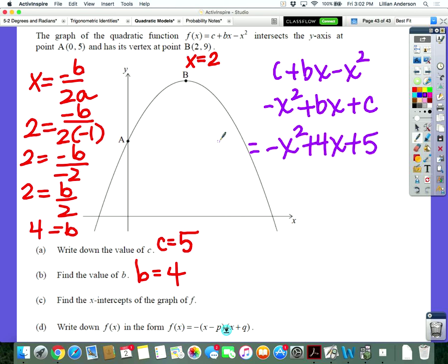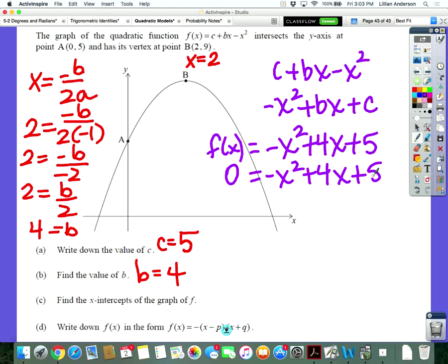Yeah, that's smart. I can plug in 0 for y, and then use the quadratic formula to find my x-intercepts. Y'all remember what it is? Negative b plus minus square root of b squared minus 4ac over 2a.